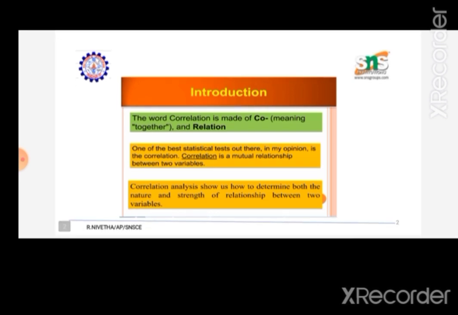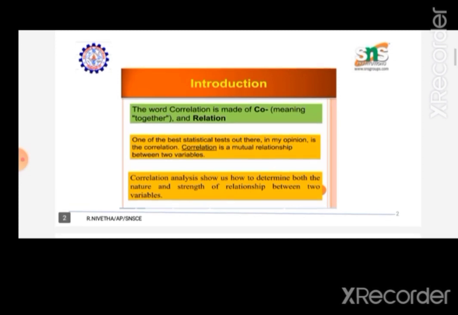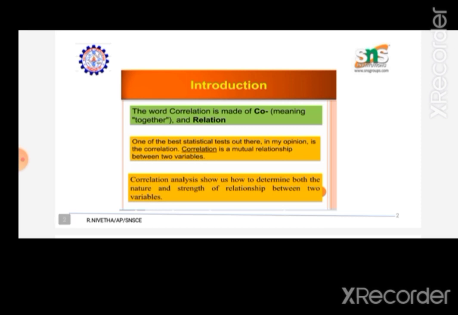What is correlation? The word correlation is made of "co" and "relation". If you separate the word, we get co-relation. Co means together, and relation. One of the best statistical tests out there is correlation. Correlation is a mutual relationship between two variables. The analysis shows us how to determine both the nature and strength of a relationship between two variables.